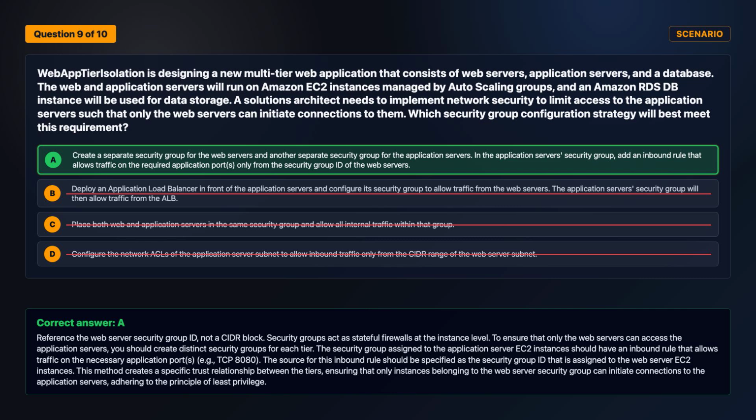This method creates a specific trust relationship between the tiers, ensuring that only instances belonging to the web server security group can initiate connections to the application servers, adhering to the principle of least privilege.